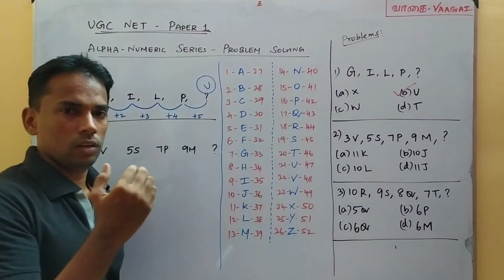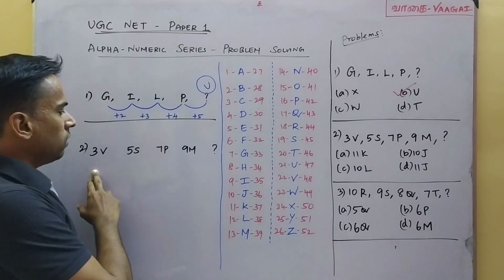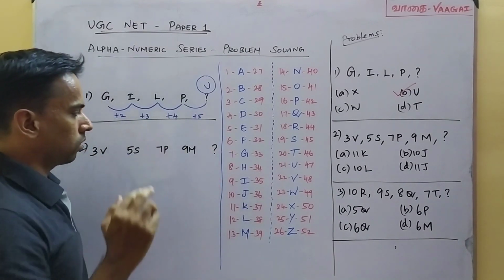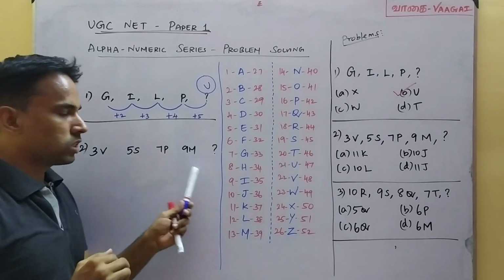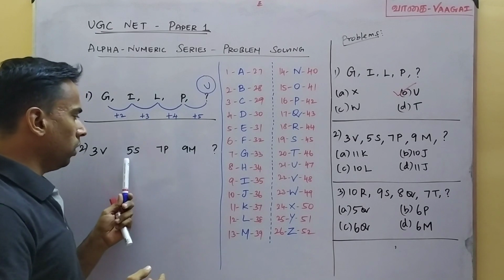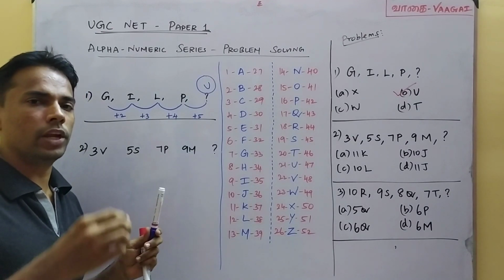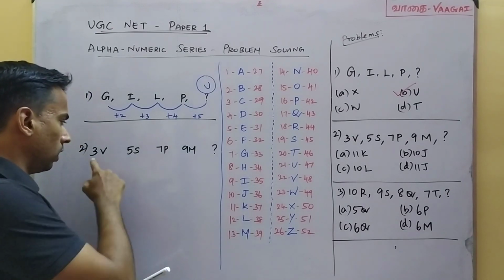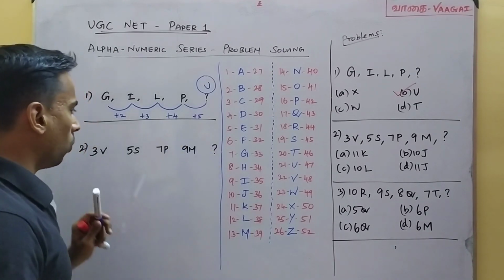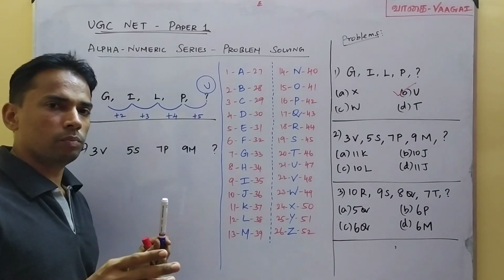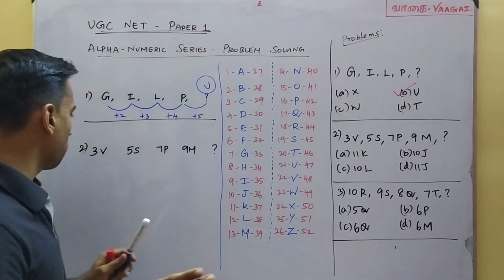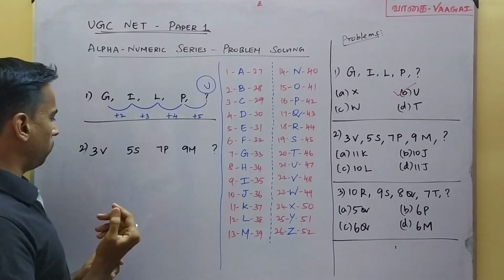Coming to the second question, we have the terms 3V, 5S, 7P, 9M and a question mark. Each of these terms involves 2 characters, a number and a letter. So we need to catch the pattern for the numbers as well as the letters. Let's do them one by one, and always start from the easy piece. Whichever looks easier, start from there. So let's start with the numbers itself.